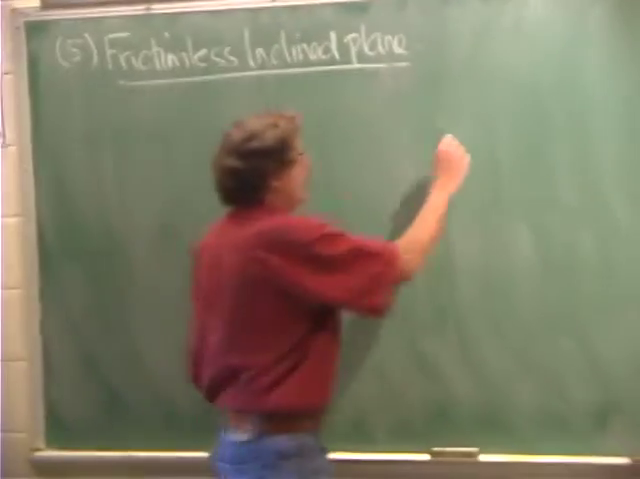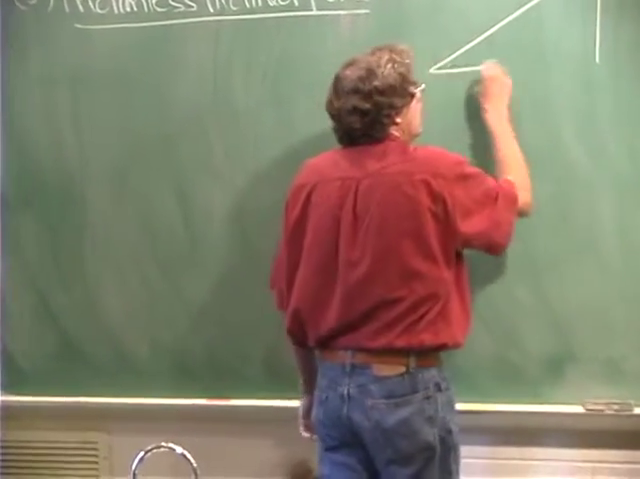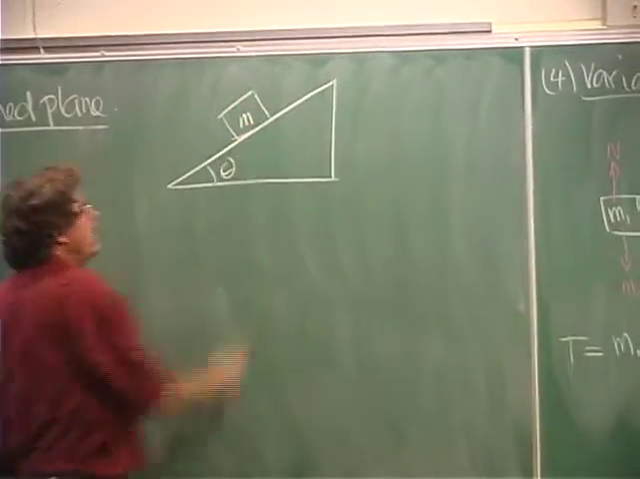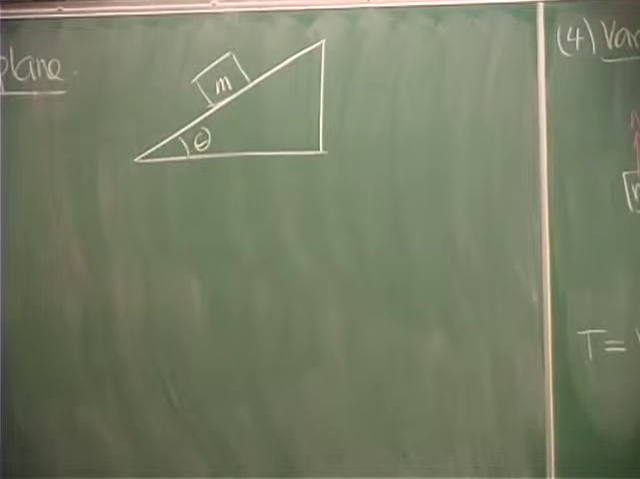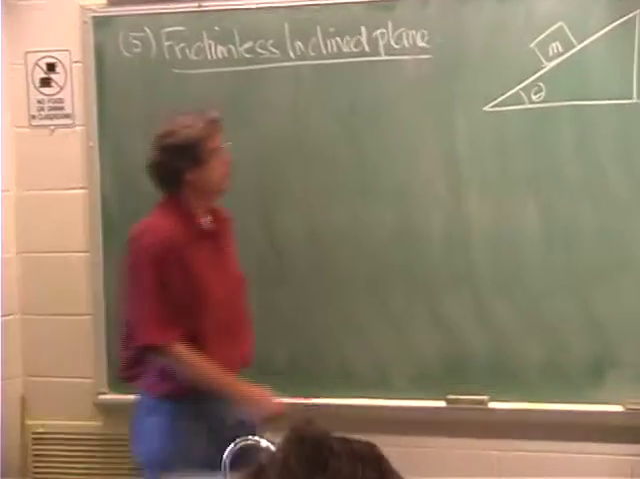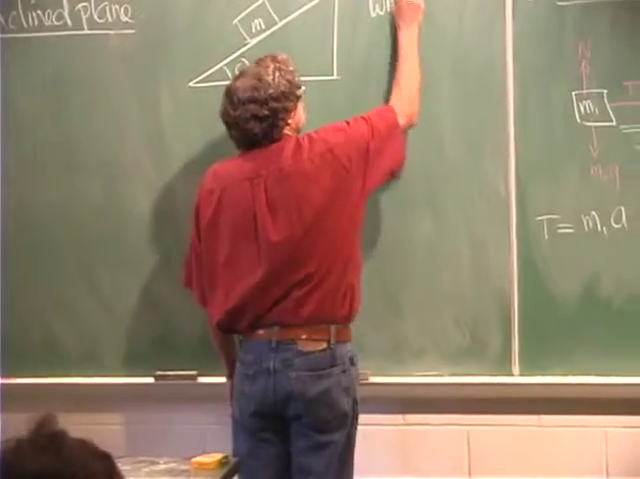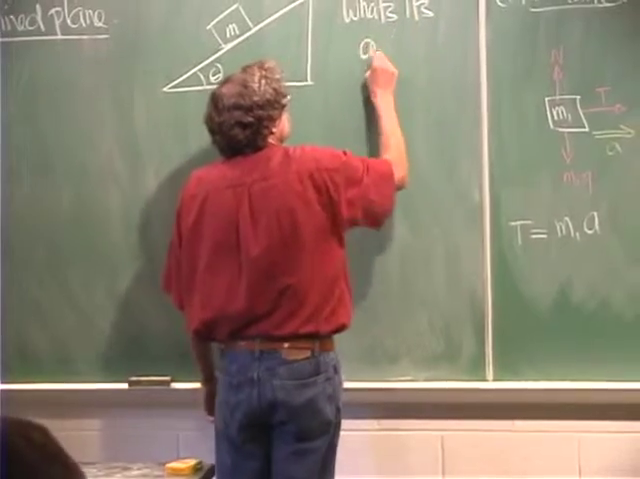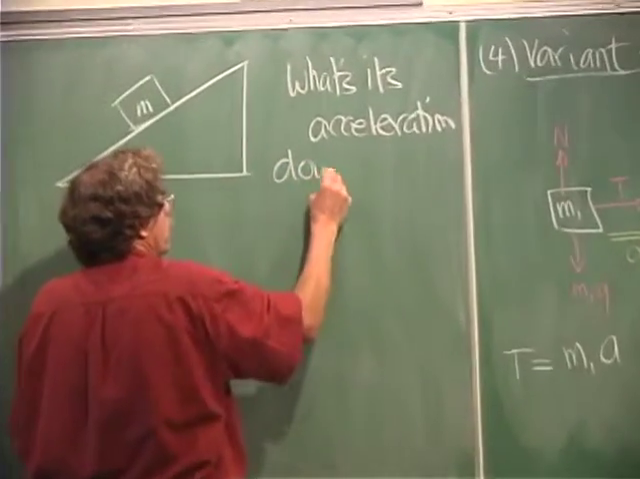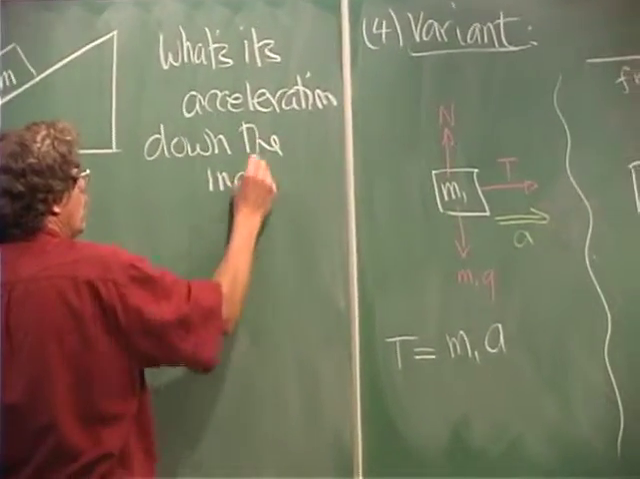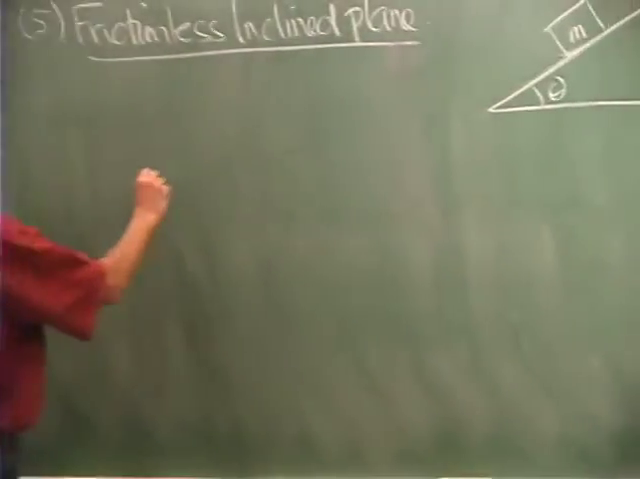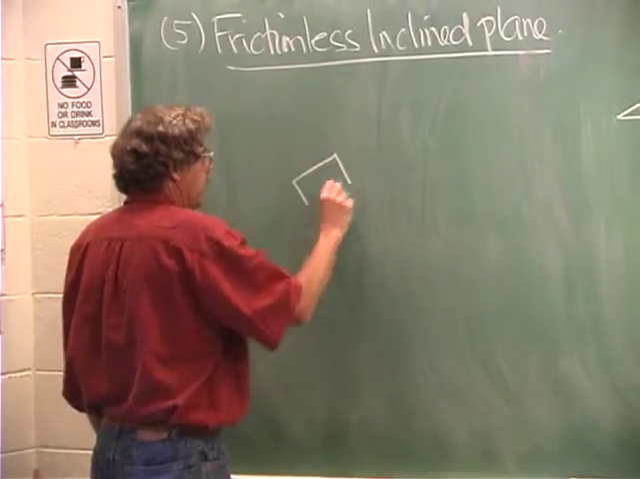Frictionless inclined plane, here it is. Tilted at an angle theta. I've got some kind of a box on there, mass M. It's going to slide down the incline. No friction. If it slides down the incline, what's the acceleration? Well, this time there is only one object in question, but let's draw the so-called free body diagram here.